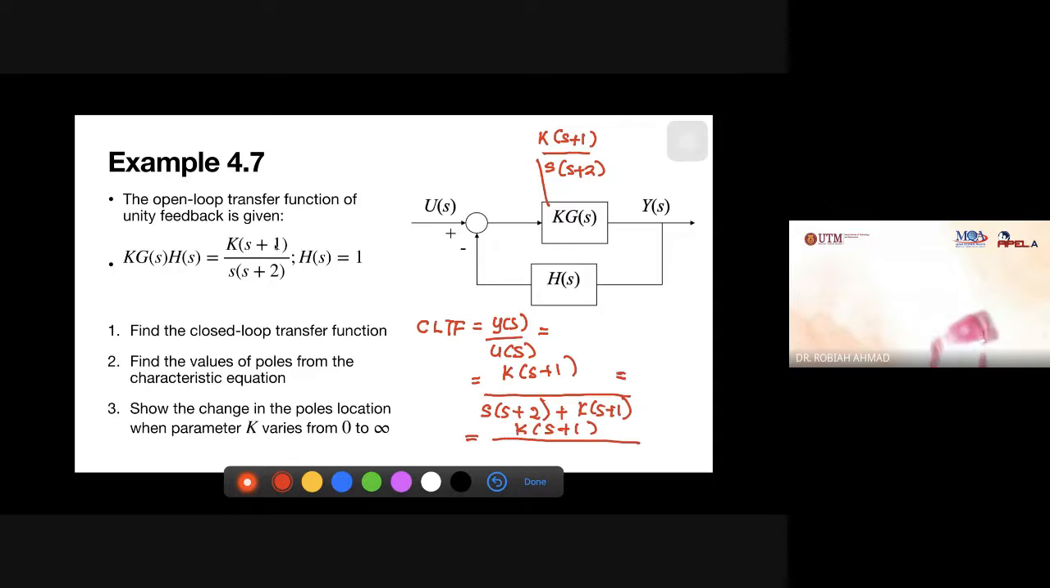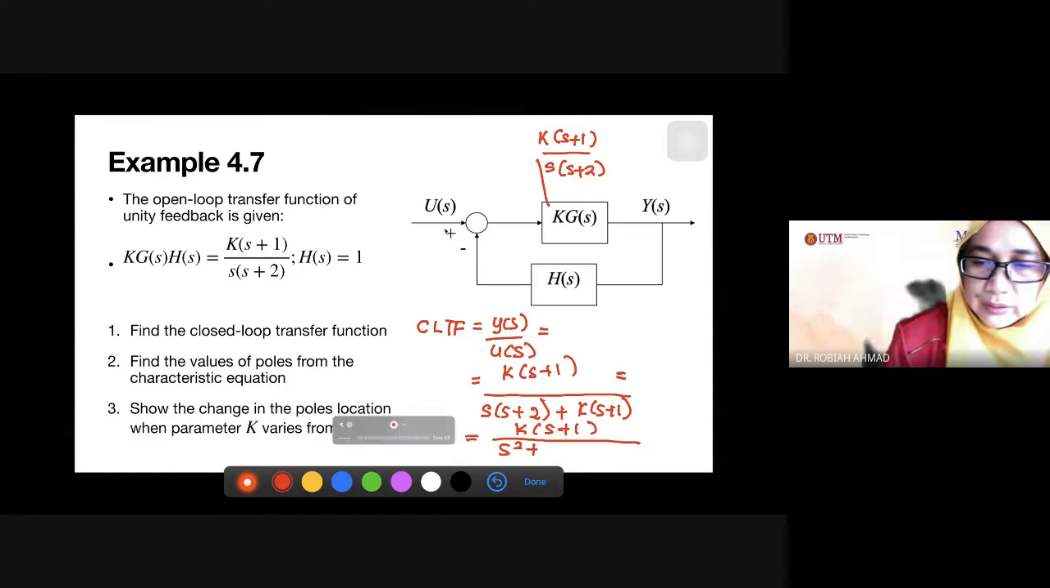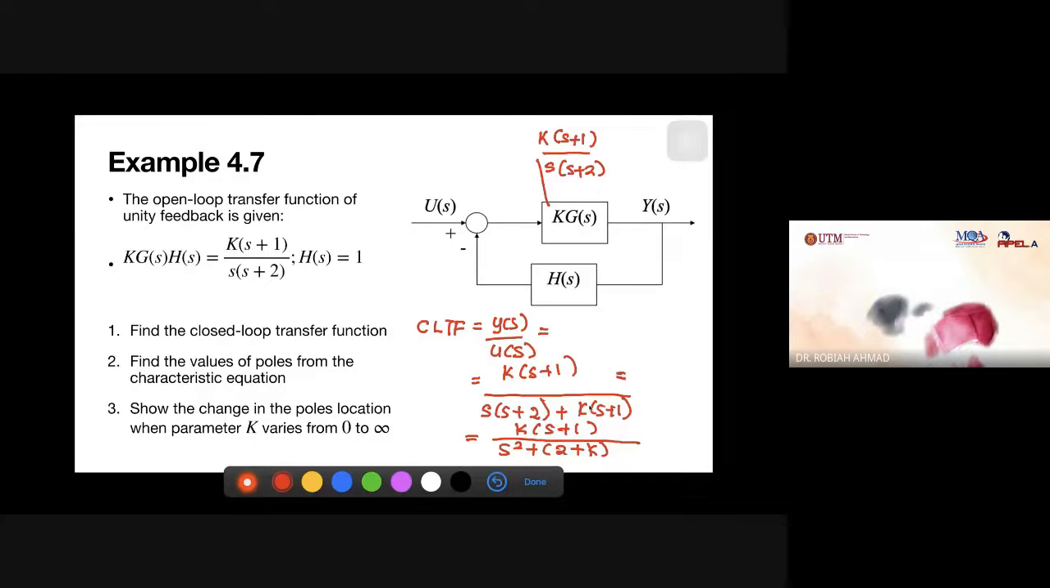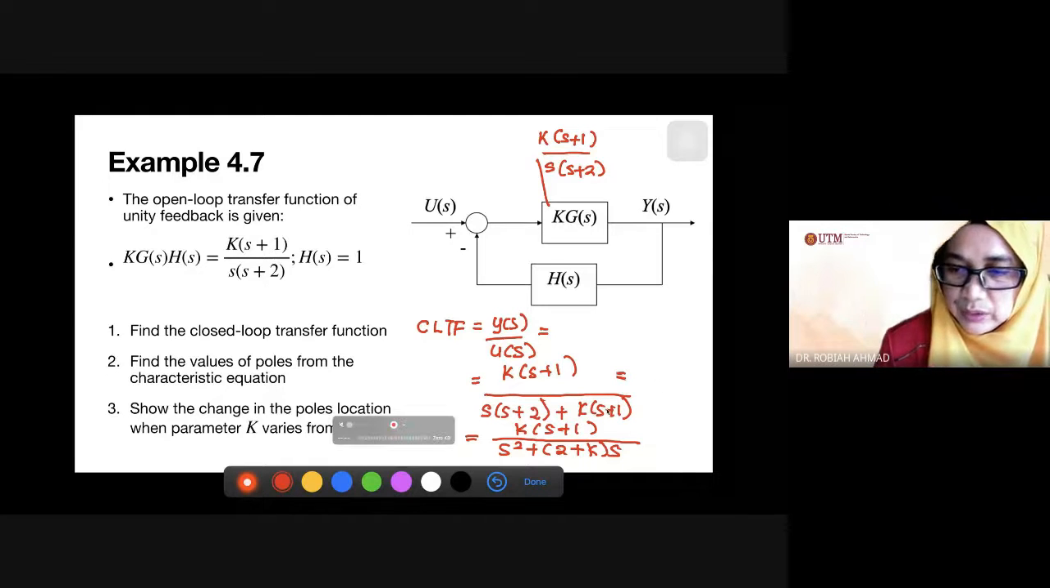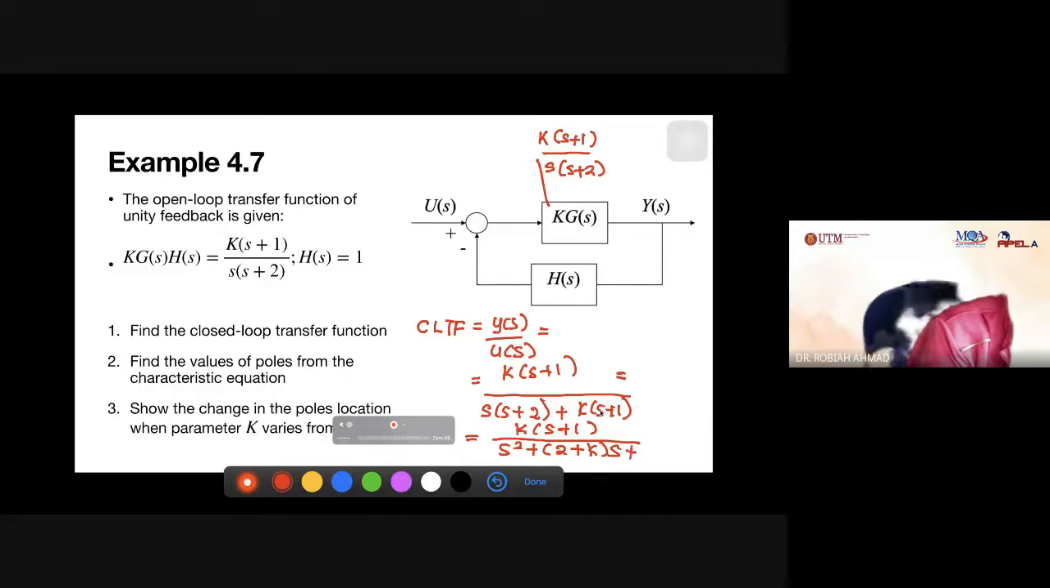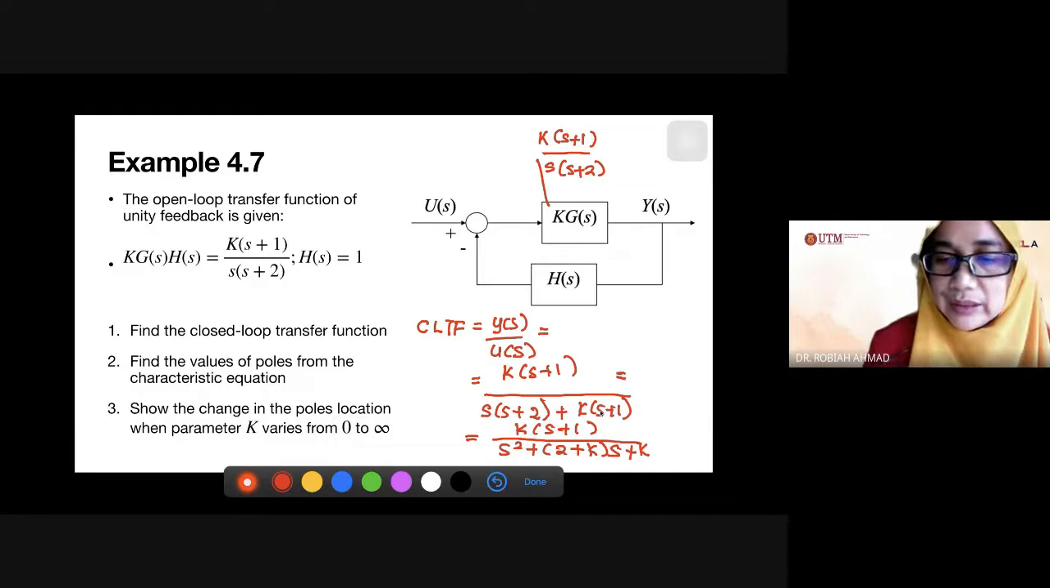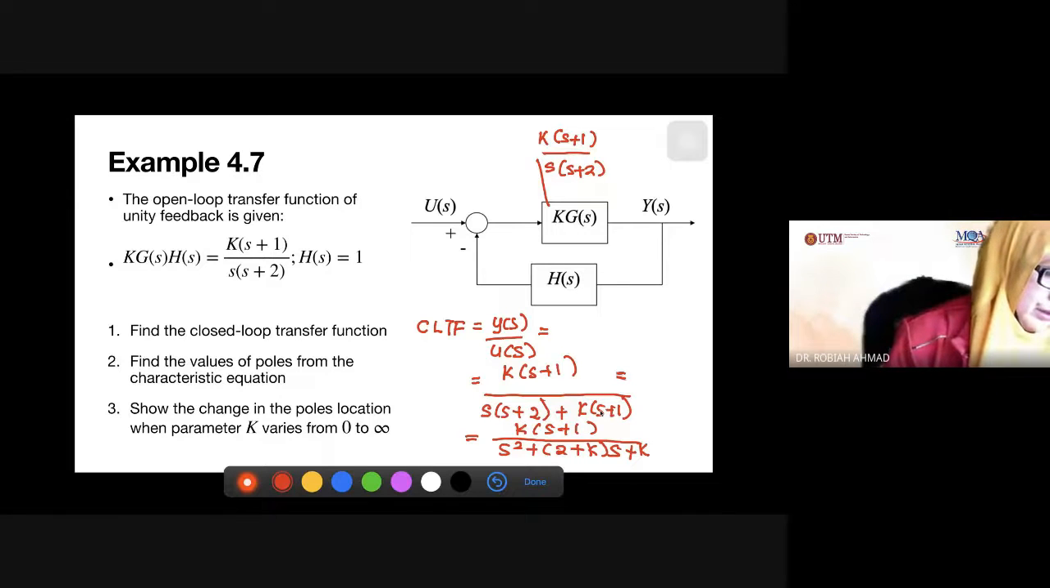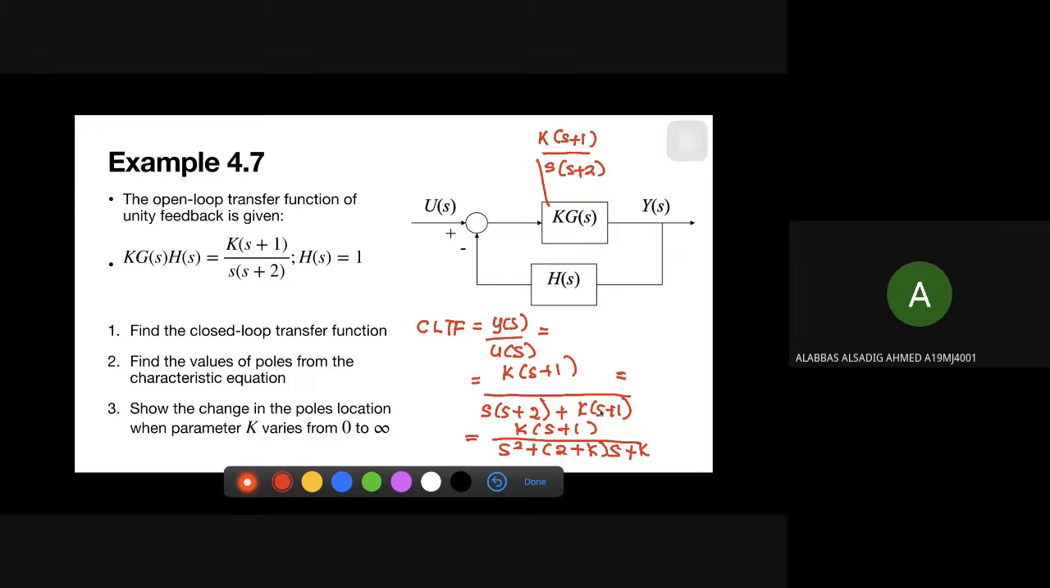So kita ada S squared. And then untuk S kita ada 2 lah. Yang ni S times 2, this one. 2S dengan KS. So 2 plus K S. And then this one akan plus K. Okay, semua orang dapat closed loop transfer function begini? Dapat. Okay. Dapat tak?